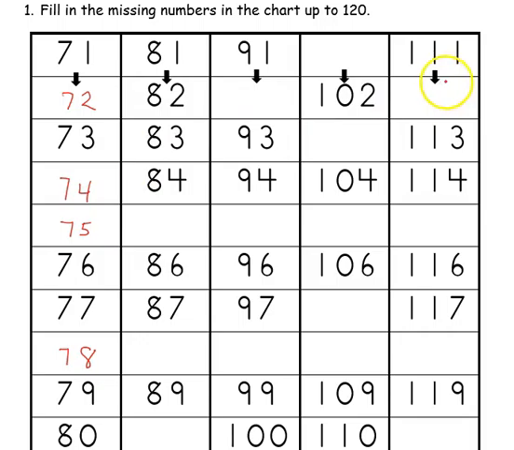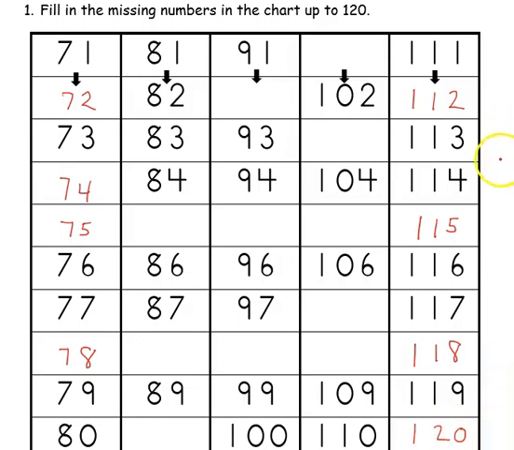If I go to the end of the chart, you can see that we are in our teens in the hundreds. So we would start with 111, 112, 113, 114, 115, 116, 117, 118, 119, 120.